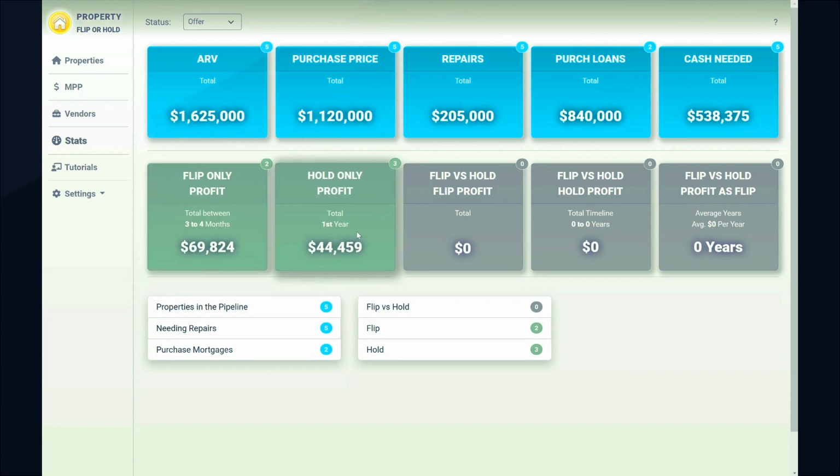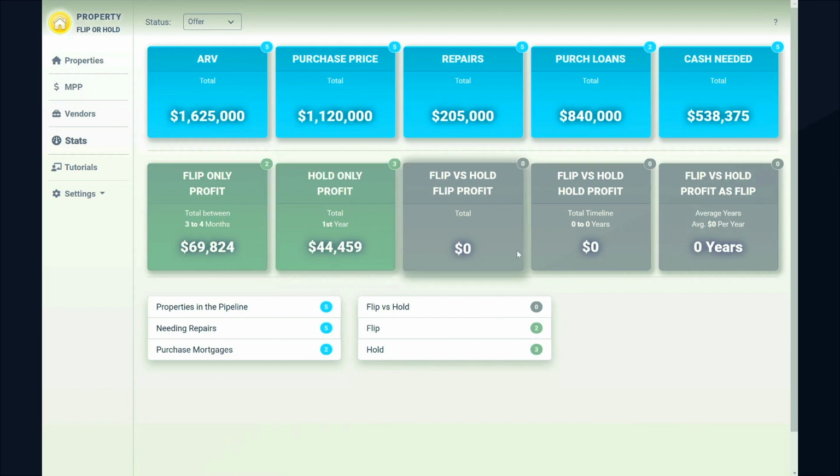Let's take a look at the hold only profit. So these 3 properties here, we are purchasing just to hold. We're going to rent them. And in the first year on these hold properties, if we purchase all 3 of them, we'll make just a little bit over $44,000.